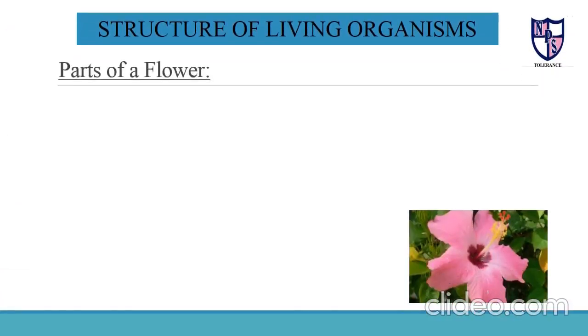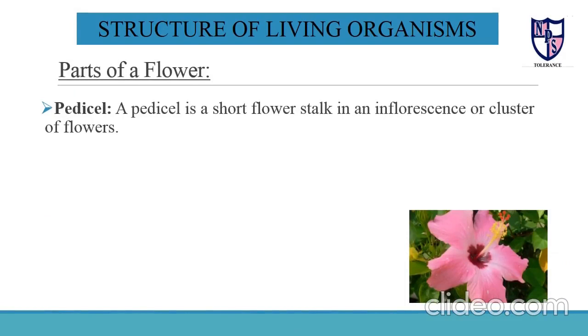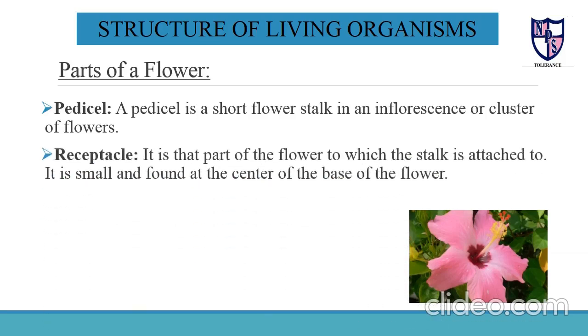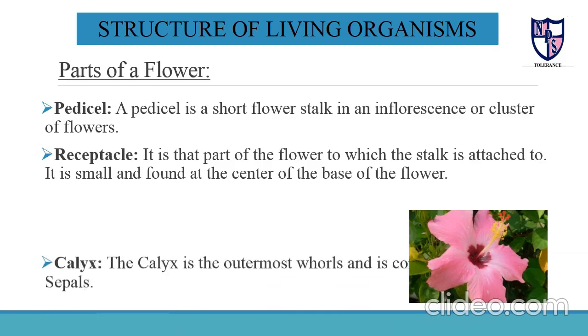Parts of a flower. Number 1 is a pedicel. A pedicel is a short flower stalk in an inflorescence or cluster of flowers. Number 2 is a receptacle. It is that part of the flower to which the stalk is attached. It is small and found at the center of the base of the flower.